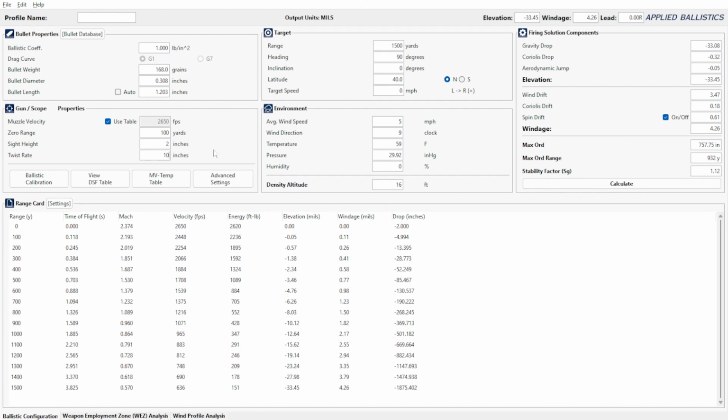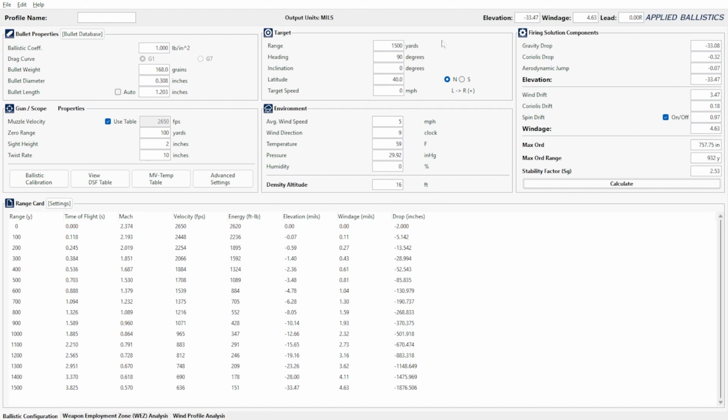Most 308s are going to be a 1 in 10 if you buy a modern rifle. Some are even tighter than that, and as you can see, a 1 in 10 for a 168 grain gives us 2.53, which is more than adequate. There's no stability problems there whatsoever. Then we move up to target here.